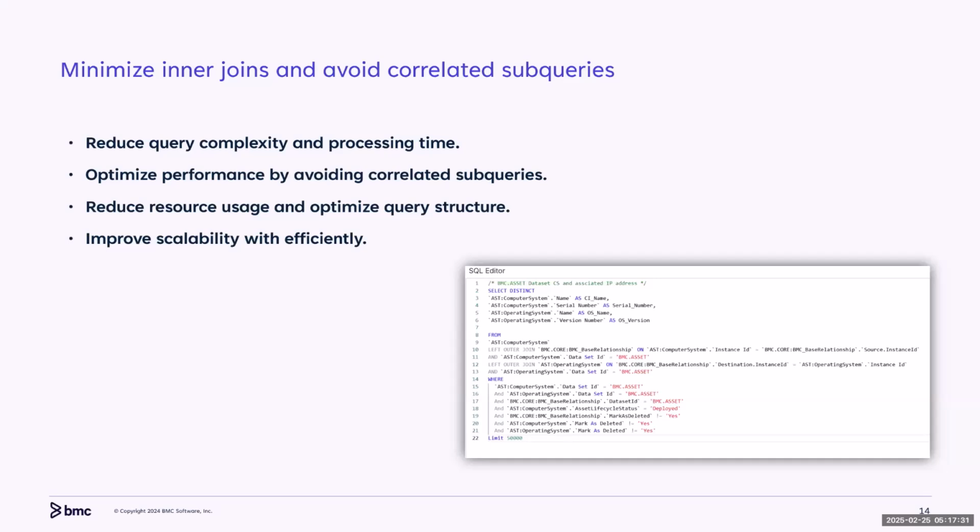for each row. So instead, we can use joins to achieve the same result without the need for correlated subqueries. Optimizing the query design by reducing the inner joins and avoiding these correlated subqueries ensures faster query performance and better resource utilization.